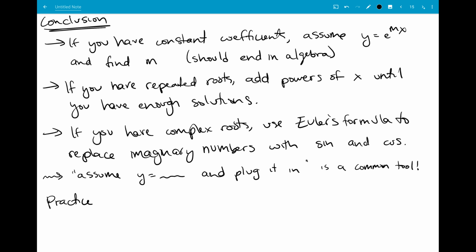And so if you're ever sort of unsure about what to do when we're solving ODEs, just remember that if you think y could be something and you plug it in and you find out how to make that work, that's a valid way to solve your problem.